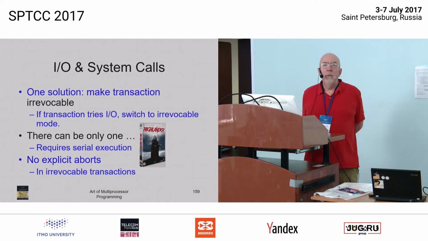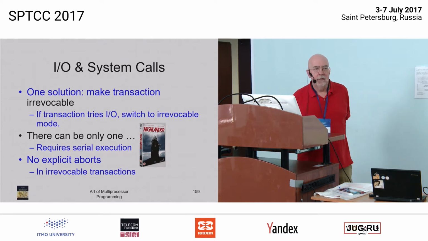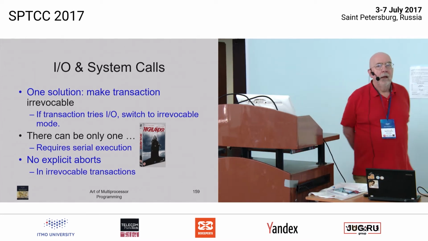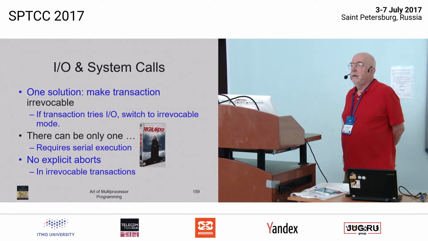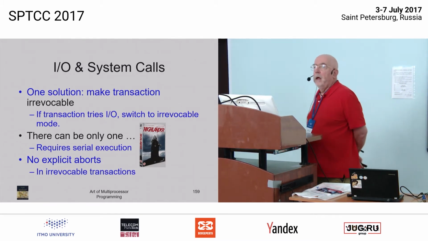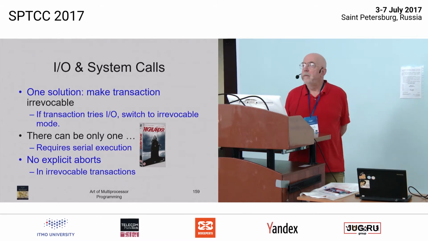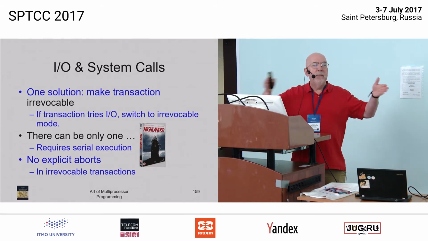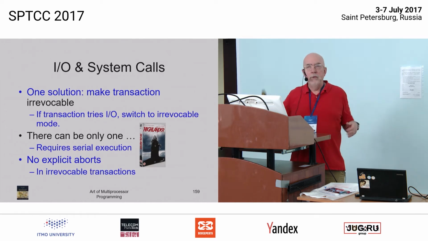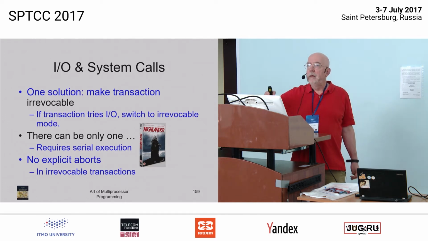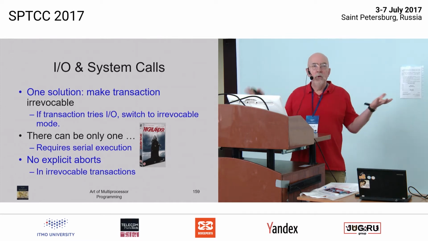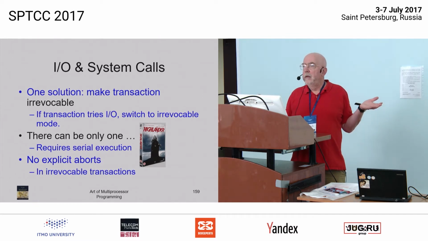One solution is you could say, well, I'm going to allow transactions that are not speculative, what are called irrevocable transactions. Now, an irrevocable transaction is one that cannot and will not ever abort. The problem there is you can only have one of those. So you can have a transaction that runs along speculatively until it tries to do I/O, and then you say, okay, now you're going to become irrevocable. You lose the ability to roll back. But if you have two of them, then they could deadlock. So there can only be one irrevocable transaction at a time, and that's kind of expensive. But it's a solution.